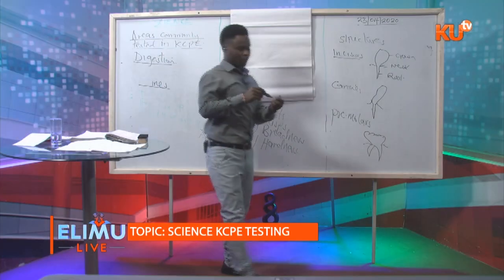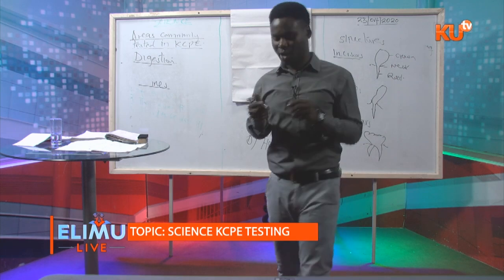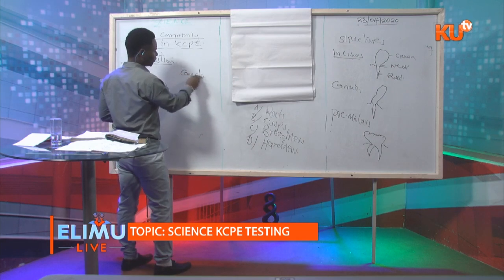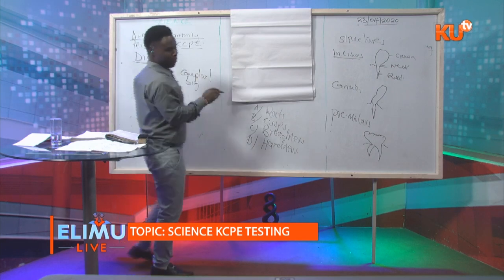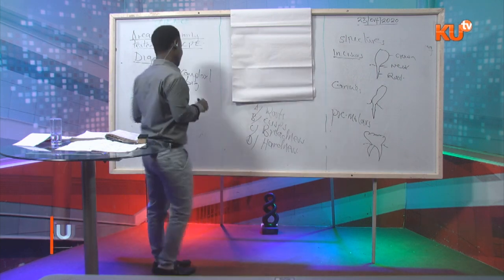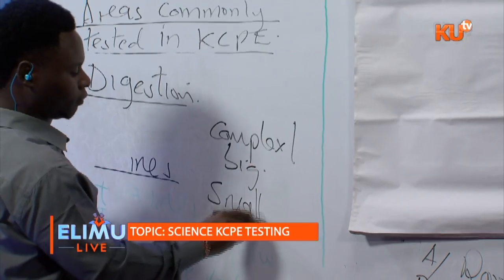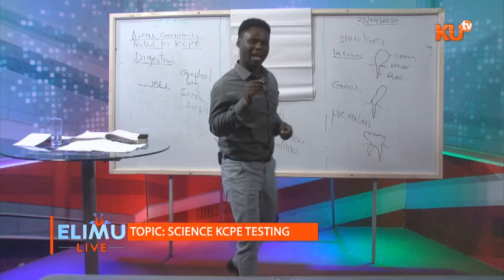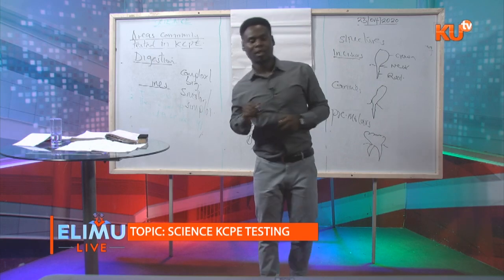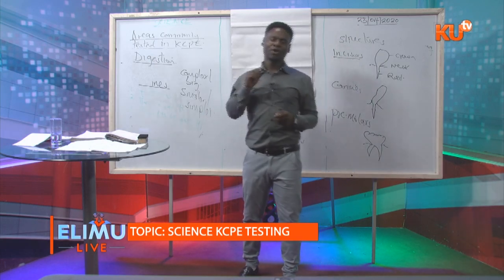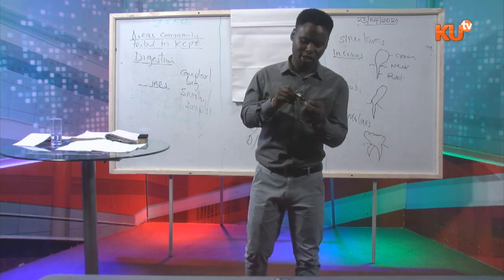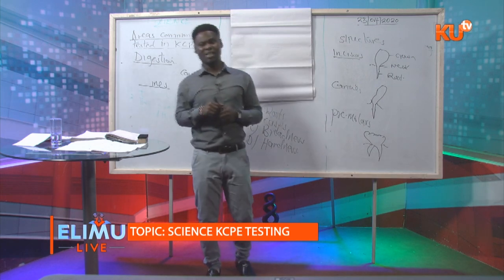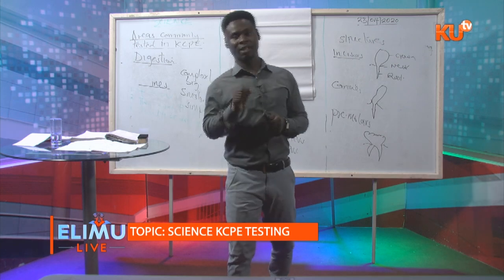Now, what is digestion? Digestion is the process of breaking down complex or big food particles into smaller or simpler particles that can be absorbed into the body. I repeat, digestion is the process by which complex or big food particles are broken down into smaller or simpler particles that can be absorbed into the body. So it means that the body cannot absorb big particles.